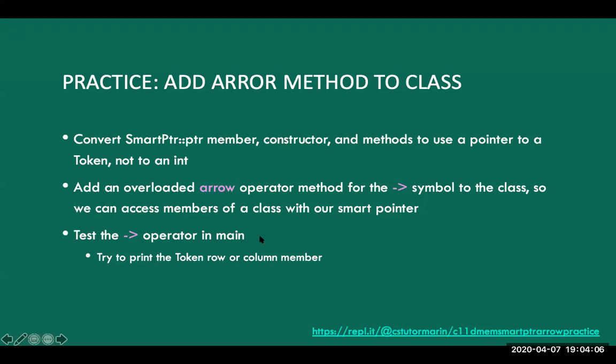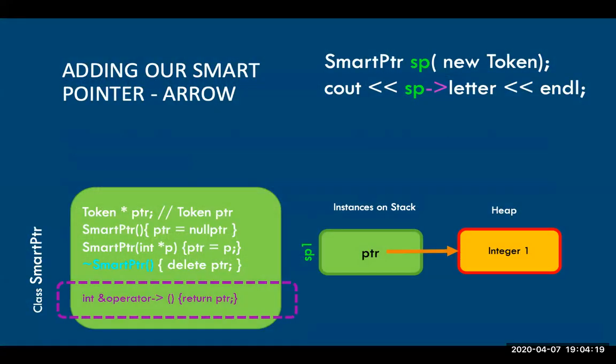See if you can actually create a token instance and then print out one of its public members, like the row or column or the letter, okay? And then we'll wrap up. That'll be our last one for the day, okay? So I'll go back to that code so you can kind of see how that operator gets put together. So I'll give you a few minutes on that one.